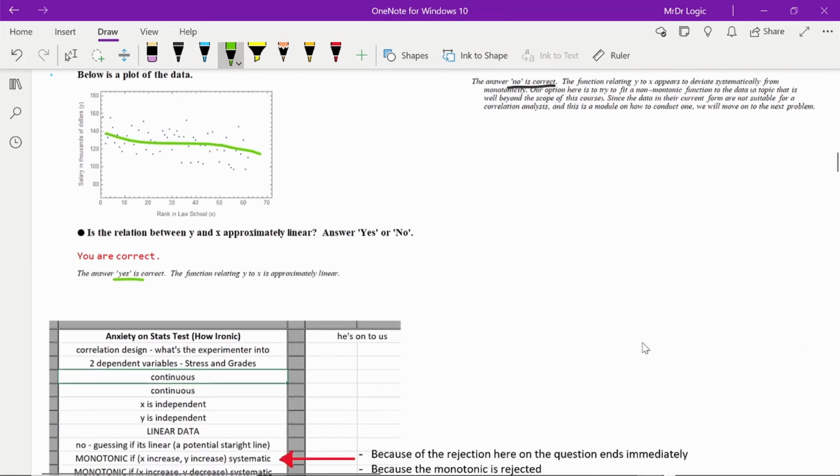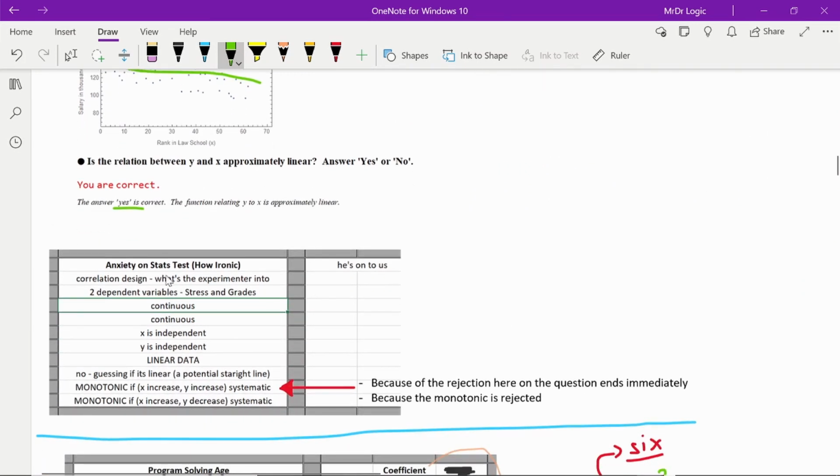Okay, so let's move on to the other questions. The other one is anxiety on a stats test. I'm kind of being cheeky here. I kind of got bored, and so I'm throwing in an inside joke.